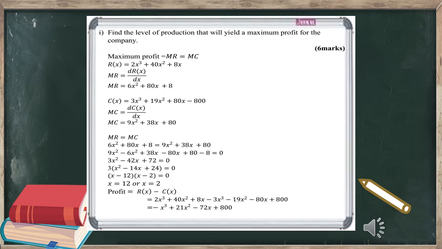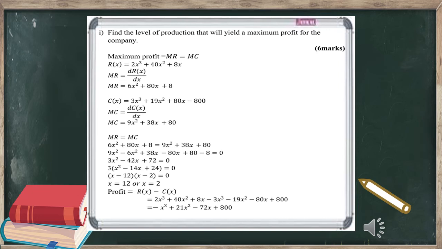And then next we do the cost function. So 3x power of 3, we differentiate, it will be 3 times 3x squared, and then 19x squared, we differentiate, it will be 19 times 2x, and then 80x, we differentiate, it will be 80. For negative 800, we differentiate, it will be 0.